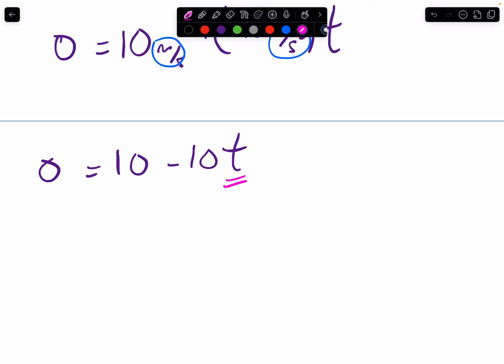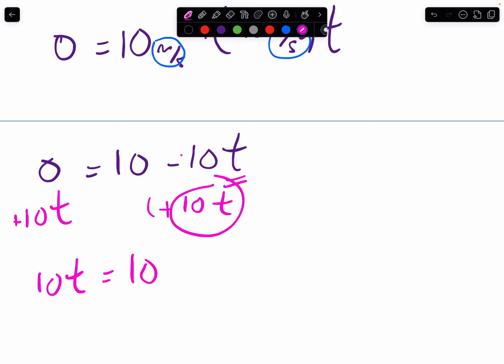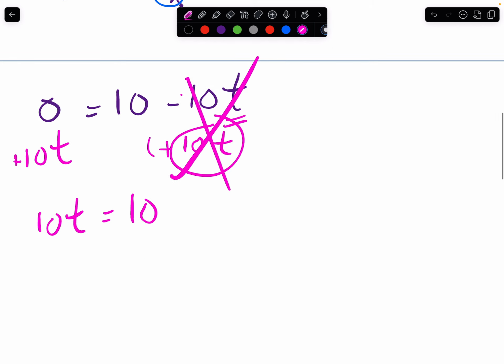So how do I do that? Let's add 10t to both sides. On the left we have 0 plus 10t, which is 10t. And when I add 10t to the right side, that's the whole reason we added 10t, to get rid of this term on the right side of the equal sign. So we end up with 10t is equal to 10. What next to get t by itself? Oh, divide both sides by 10.